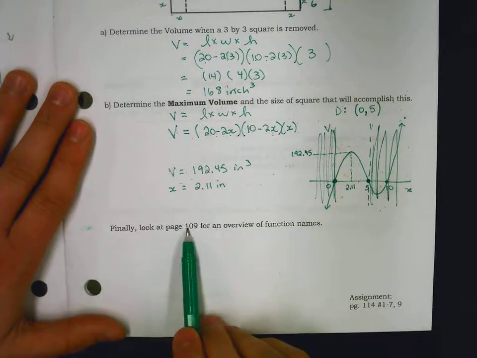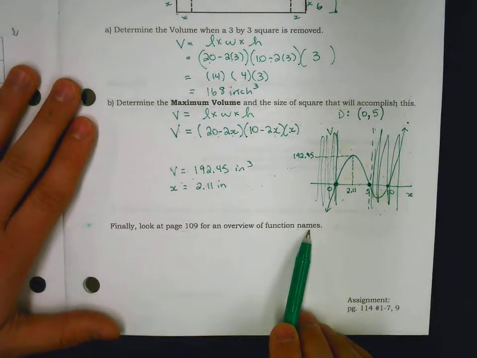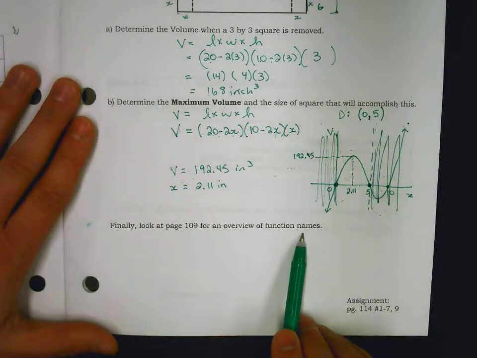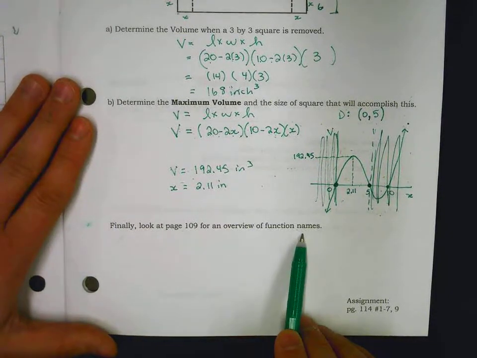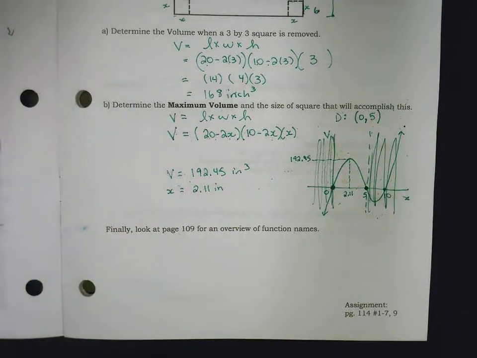Finally, have a quick look at page 109 in your textbook for an overview of function names. There is a constant, degree of 0, and then there's a degree of 1, 2, 3, 4, 5, and that's the highest degree you need to know a name of. Eventually, you will be asked to sketch a, say, quartic function, and you need to know what that looks like. Good luck.